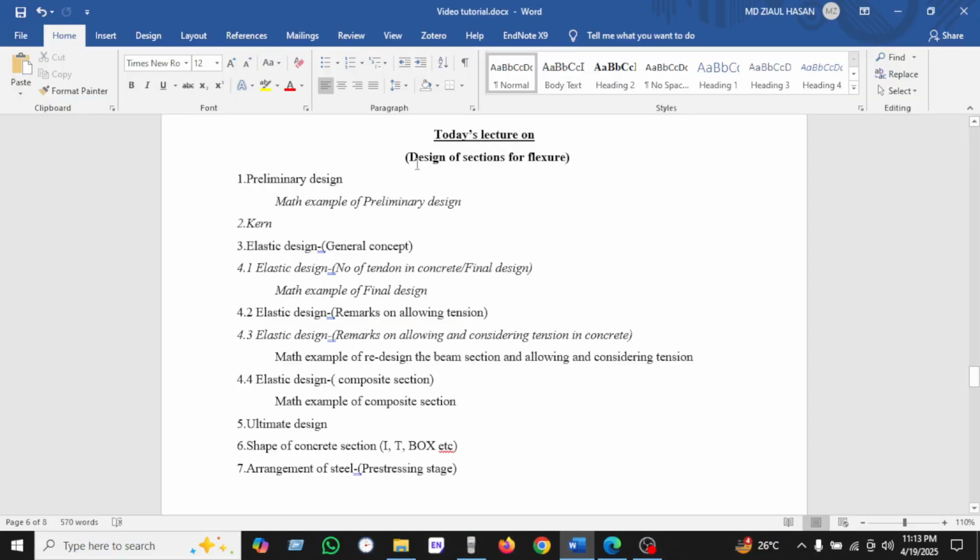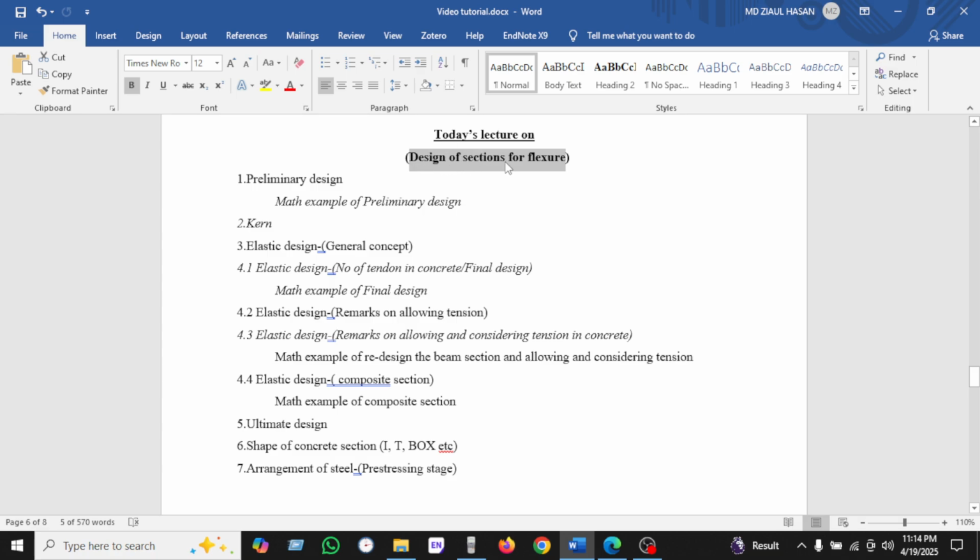Hello everyone, today I'm going to deliver a lecture on design of section for flexure. What is the difference between design and analysis? Design means we have to find out the section, which is breadth, depth and the required reinforcement.